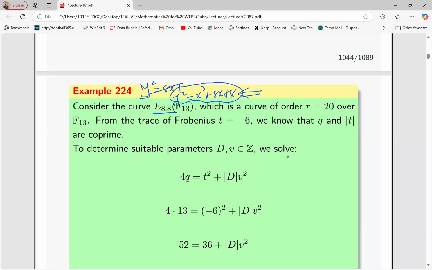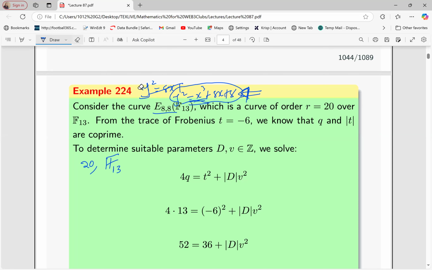From the start, we assume we don't know this because this is what we want to get, but we know it has 20 points. So we want to come up with an elliptic curve that has 20 points, and we want it on the field F13. We want to try and construct this elliptic curve, and see whether, in the process of constructing, we can come up with this equation.